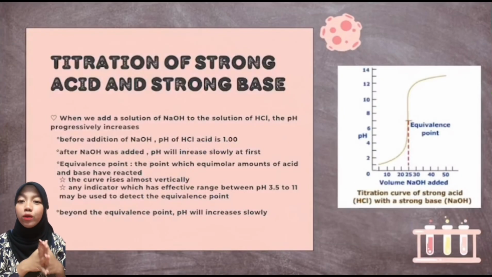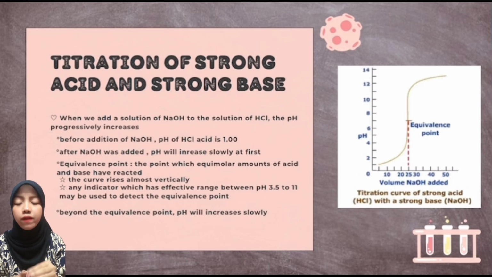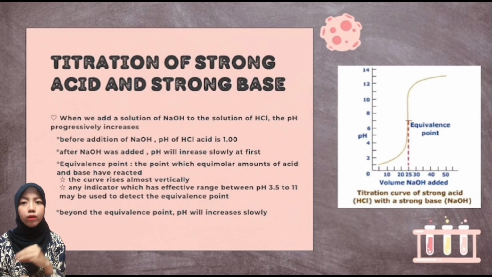When we add the solution of NaOH into the solution of HCl, the pH will progressively increase. This is what we call the titration curve for a strong acid with a strong base. Before the addition of NaOH solution into the HCl, the pH of the HCl acid is 1, and after the addition of NaOH solution, the pH will increase slowly.